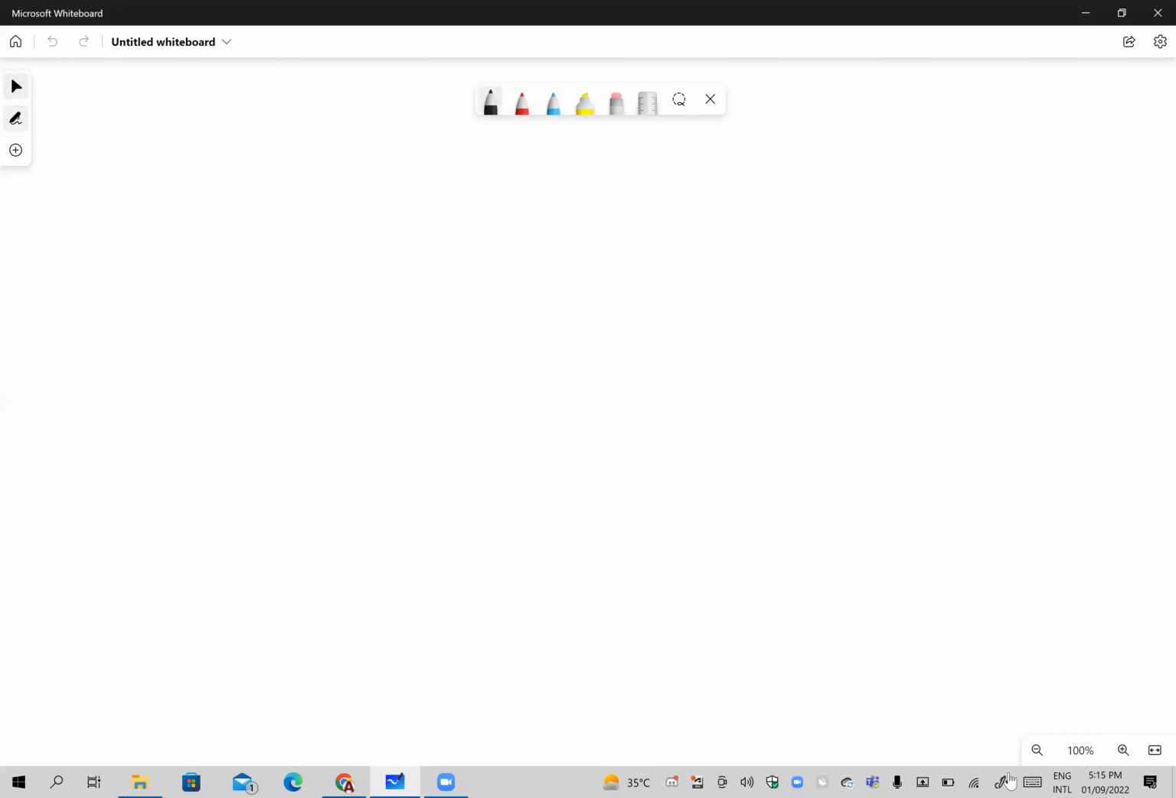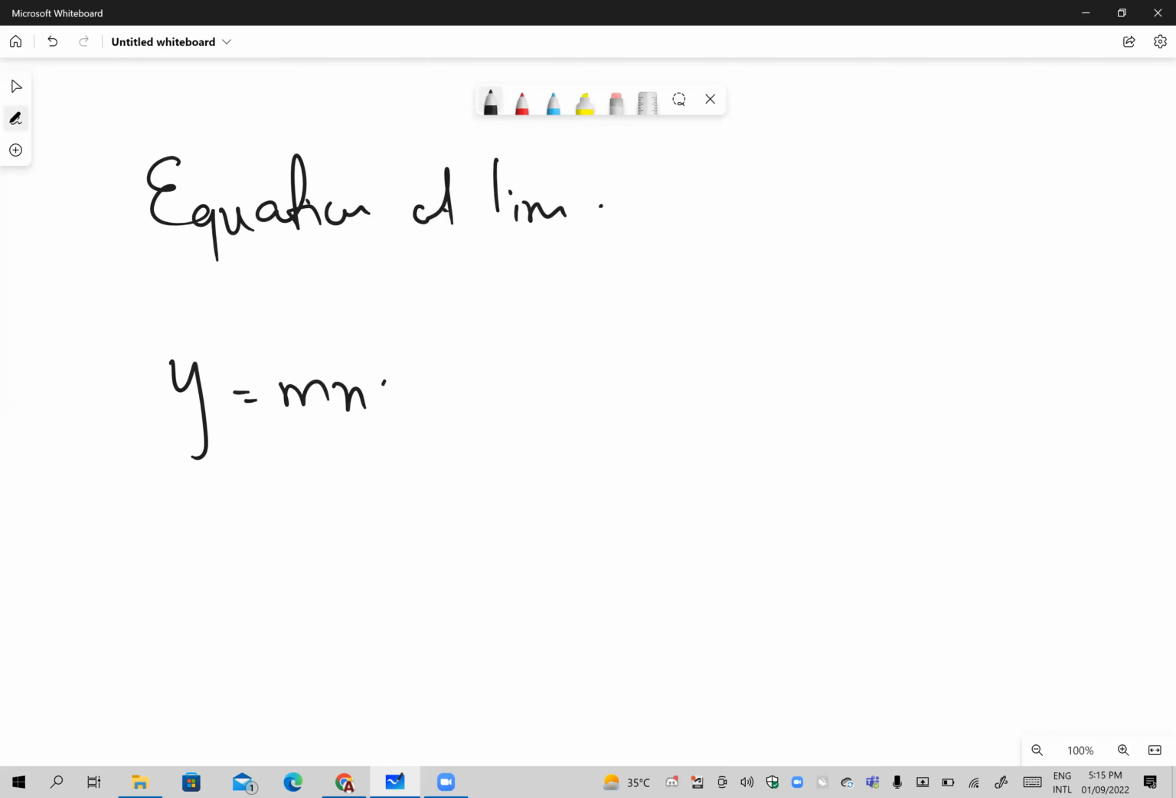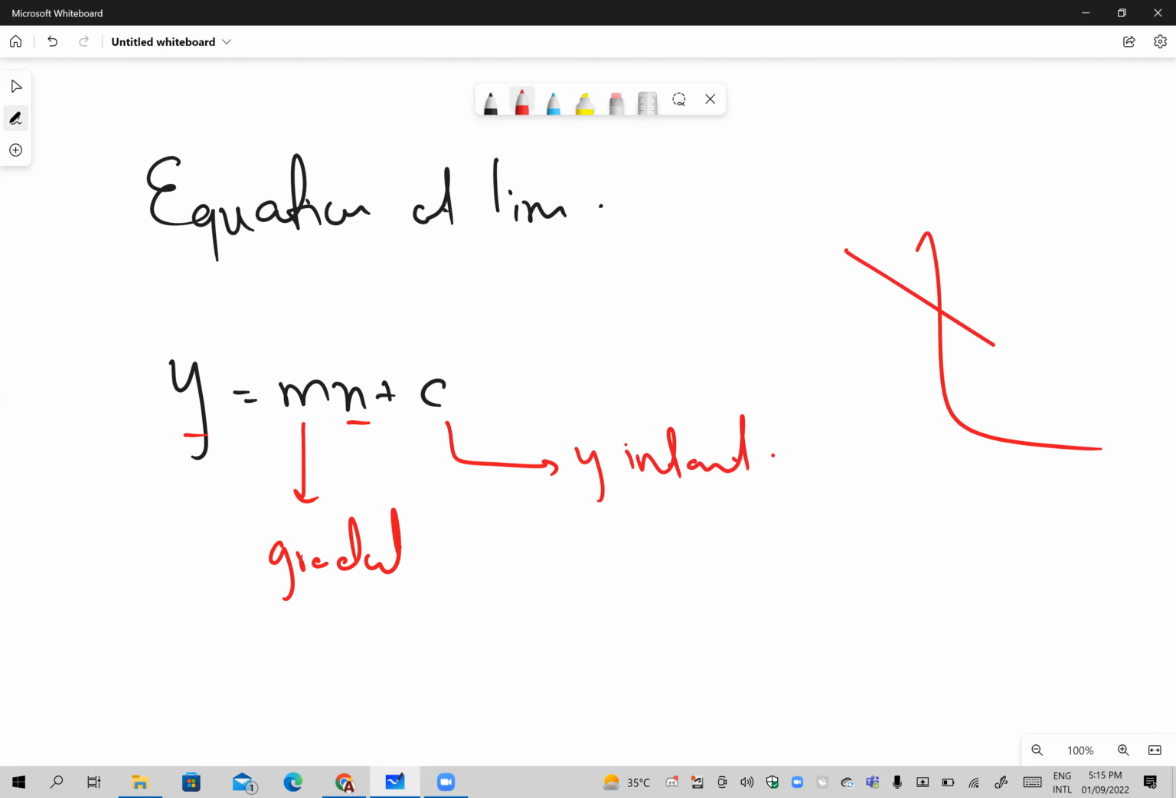All right. So, equation of line. The formula is y is equal to mx plus c, where m is the gradient or slope of the line, x and y are coordinates, and c is the y-intercept. It is where the line cuts the y-axis, like this. So this is point c.